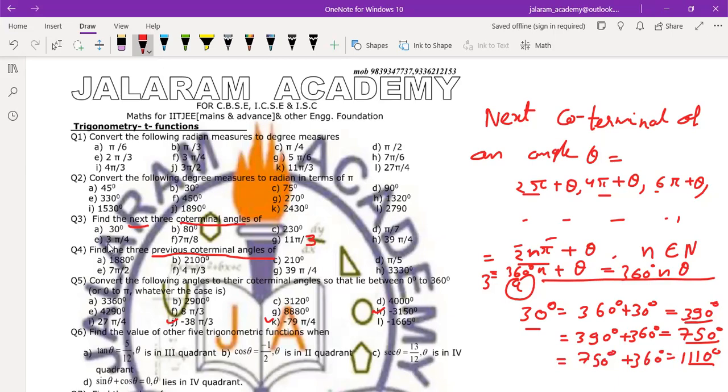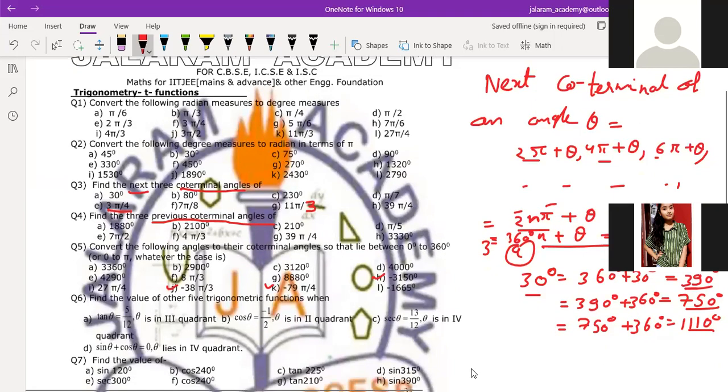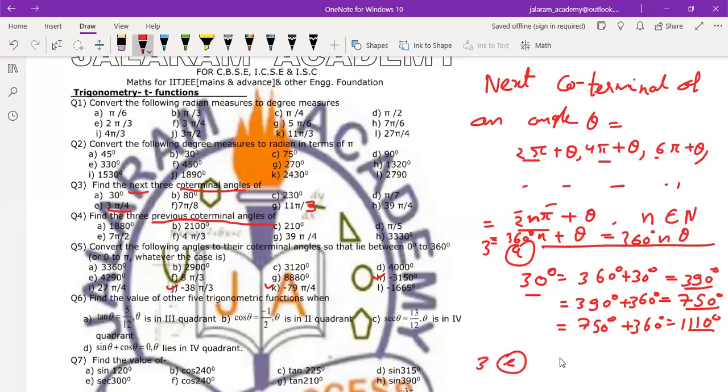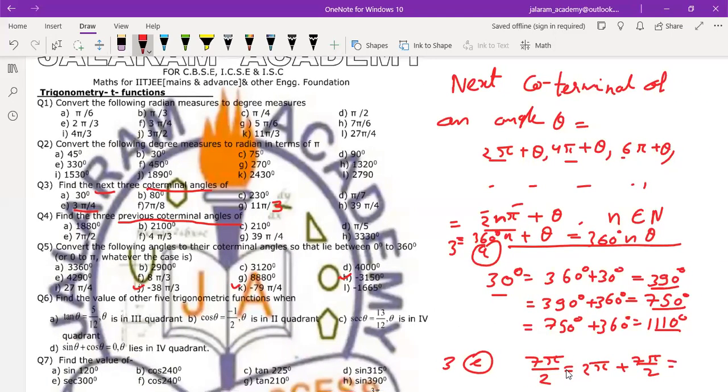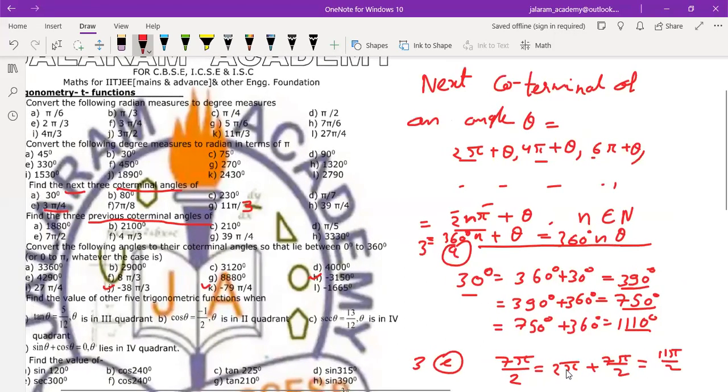Similarly, if the question is related to pi, like 3 pi by 4, we have to write the answer in terms of pi only. Don't change it to degree. For 7 pi by 2, we have to add 2 pi only to get the next coterminal angle. So 4 plus 7, 11 pi by 2 is the first coterminal angle.